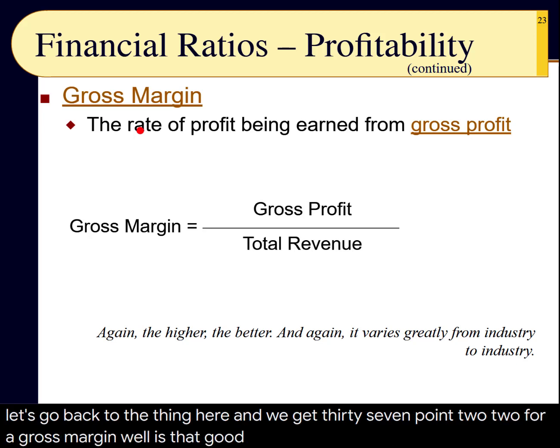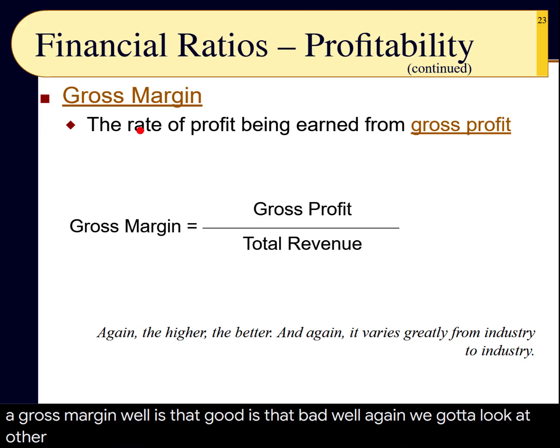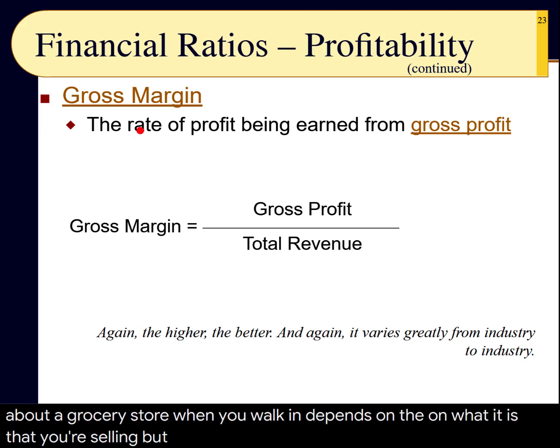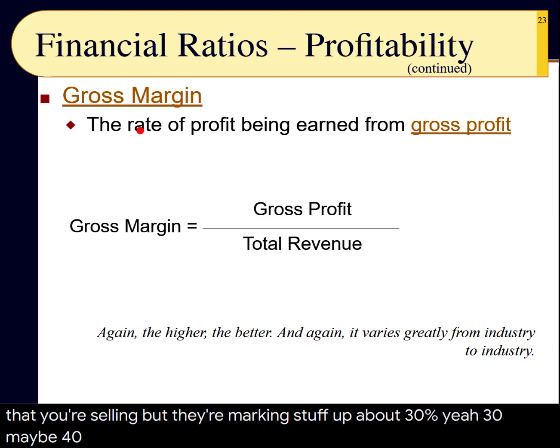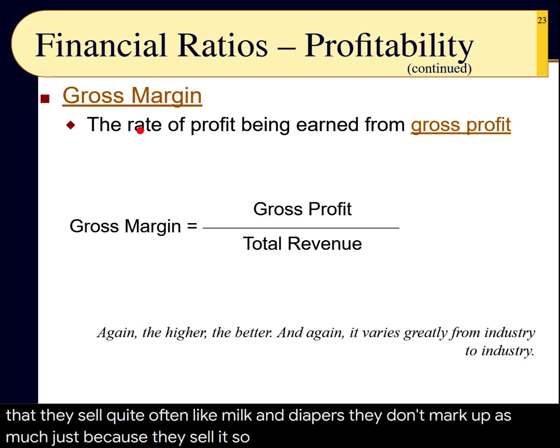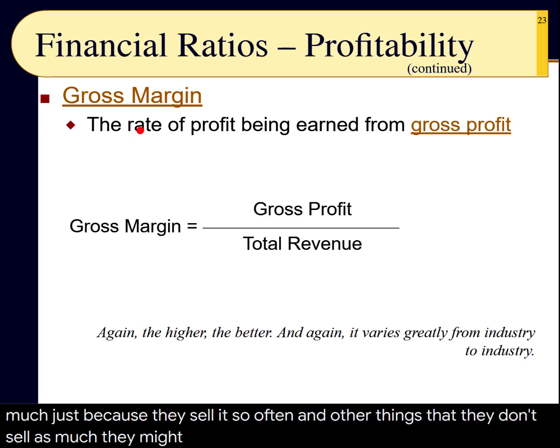Well, is that good? Is that bad? Well, again, we got to look at the companies, competitors, but that's about right, folks. If you think about a grocery store, when you walk in, depends on what it is that they're selling, but they're marking stuff up about 30%. Yeah, 30, maybe 40%. Some things not very much at all. Stuff that they sell quite often, like milk and diapers, they don't mark up as much just because they sell it so often. And other things that they don't sell as much, they might mark up a whole lot more.